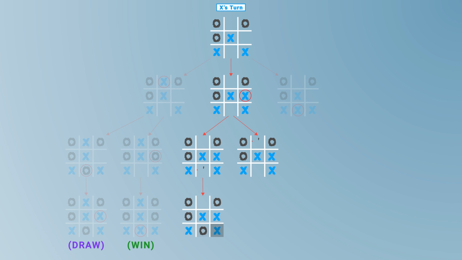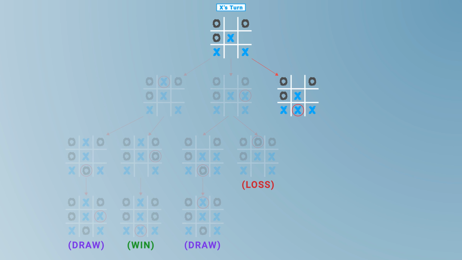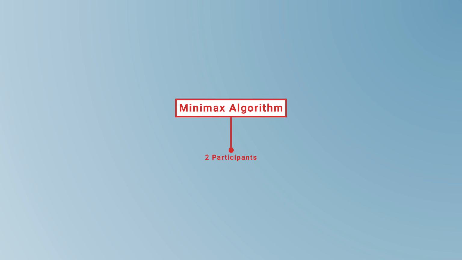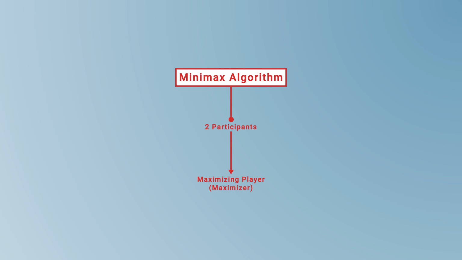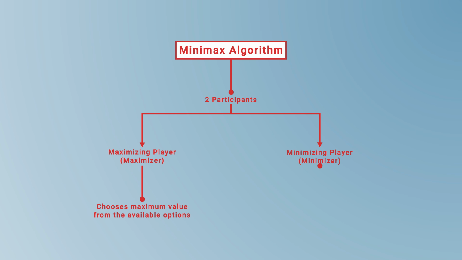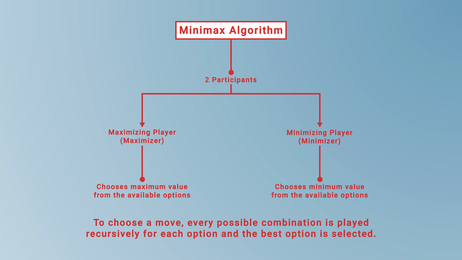Similarly, the second option yields a draw or a loss, which is definitely worse than before. The last option guarantees a win to X, hence it's the best option among the three. In the Minimax algorithm, there are two participants. One is termed the maximizer and tries to choose the maximum value. The other is the minimizer, which tries to choose the minimum value. They play alternately, each trying to choose the optimal move, resulting in a win for their own side.